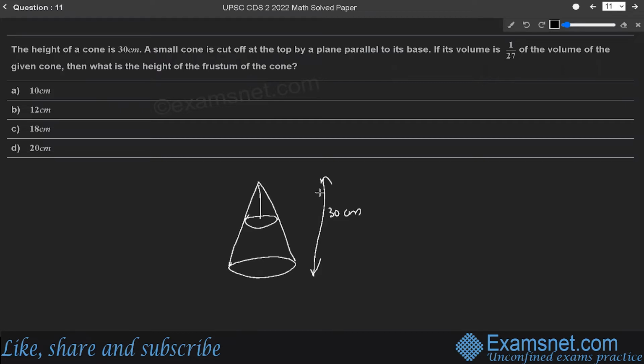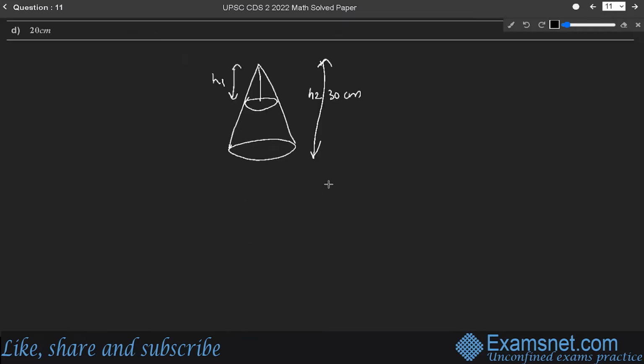This is the small cone and let its height be h1 and let this 30 centimeter be h2. It is given that the volume of the small cone is 1 by 27 of the volume of the given cone. It means that, see, we have two heights here, h1 and h2. So if we take the ratio, it will be h1 by h2. And when we take the ratio with respect to volume, it will be h1 cube upon h2 cube, because the volume is given, which is 1 by 27.